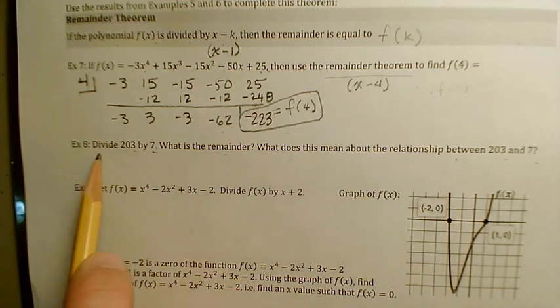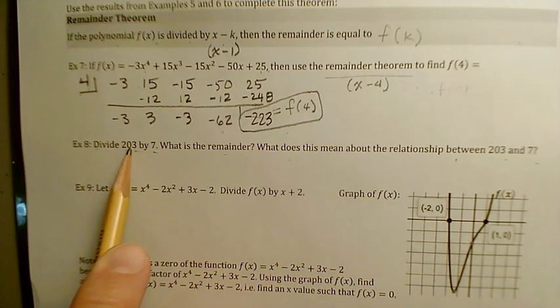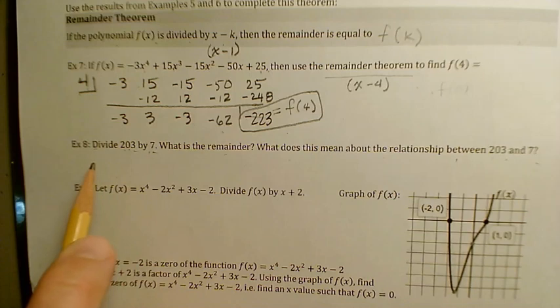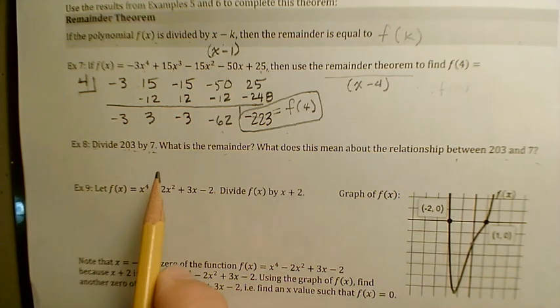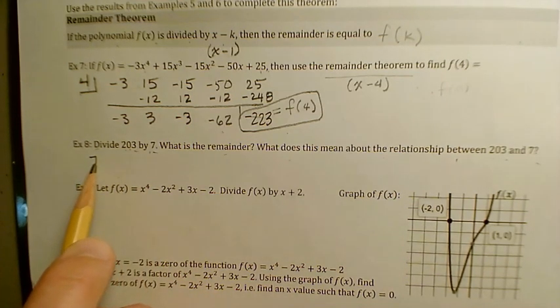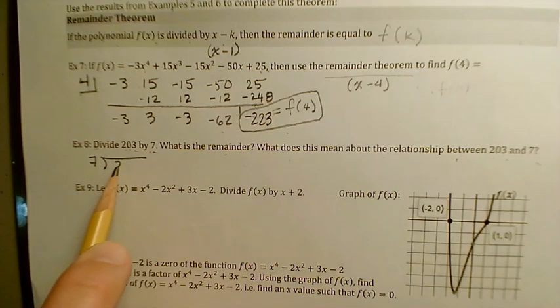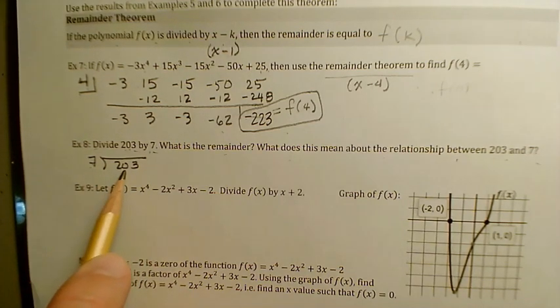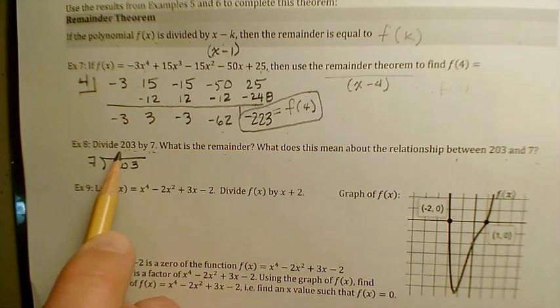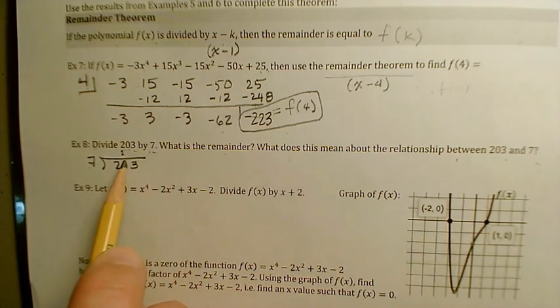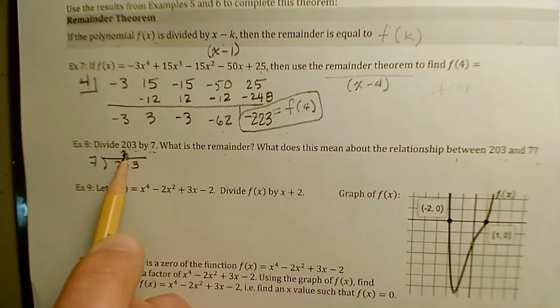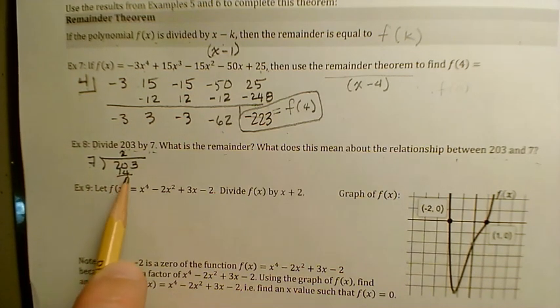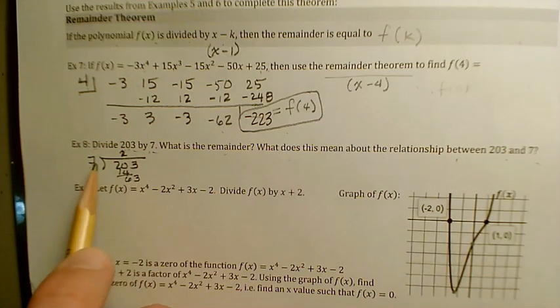So number 8, we're asked to divide 203 by 7. Let's do that. We're going to use long division, essentially. So 7 goes into 203. 7 does not go into 2, but 7 goes into 20 2 times. And so we multiply, that's 14. And we subtract, that's 6, and we bring down the 3.